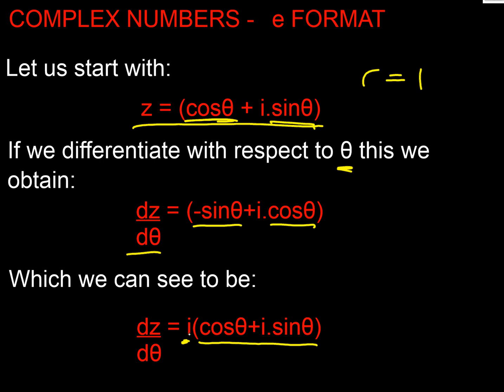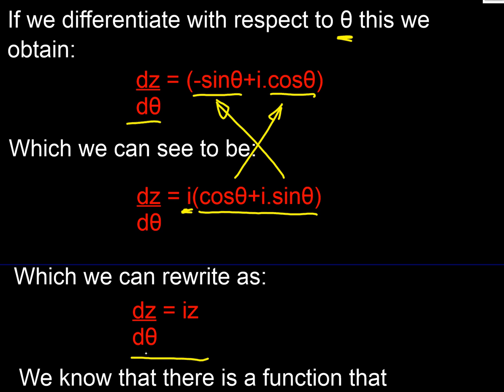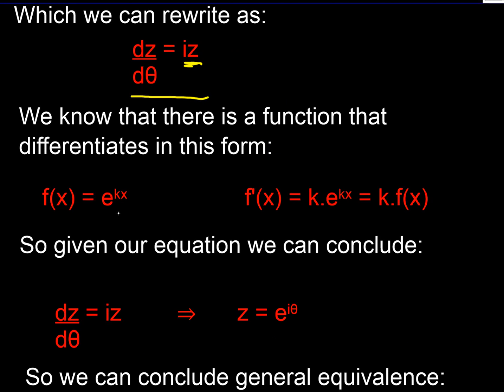If we have a look at that, our i cos theta here equates to our i cos theta there, and i multiplied by i sine theta gives us our minus sine theta in the real part. So if we rewrite that, dz by d theta equals i times z. Now we've seen a function that works like that before, haven't we? That's e to the x. If we took the function e to the kx and differentiated it, we get k times e to the kx, that's k times f of x.